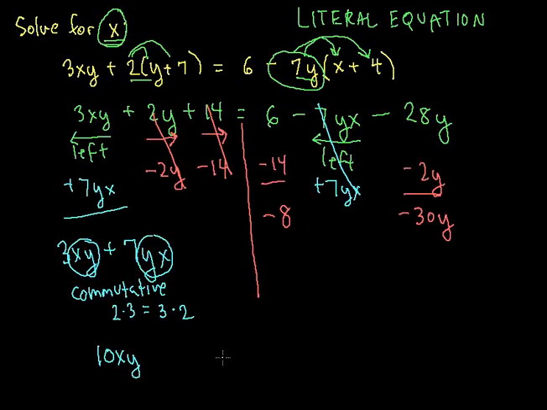Now it's only going to work if we're dealing with the exact same amount of each. If we have x squared y, it's not the same as y squared x. We'll get to that in a later chapter. But the end result here is that we have 10xy. On the right-hand side, we have negative 8 minus 30y.